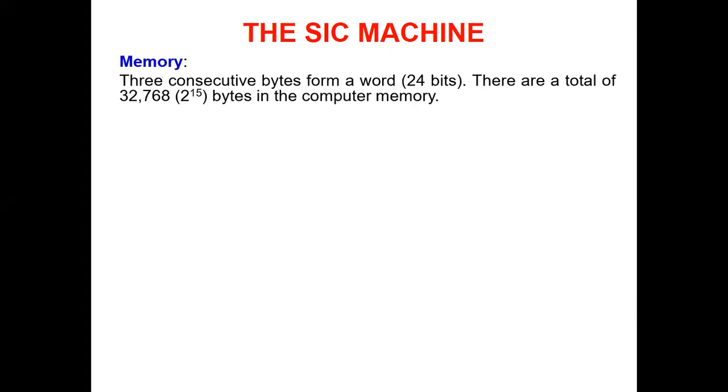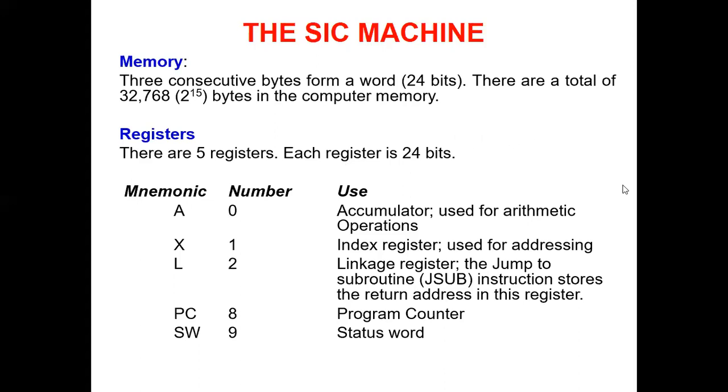Now that is the memory it has. The total memory is 2 to the power 15. Remember, the address of Intel is 16 bits, so the total amount of memory for Intel is 2 to the power 16. But the total amount of memory for the simple SIC is 2 to the power 15. It has 3-byte words and the memory is 2 to the power 15. Okay. It has registers. This one is very simple because we have only 5 registers.